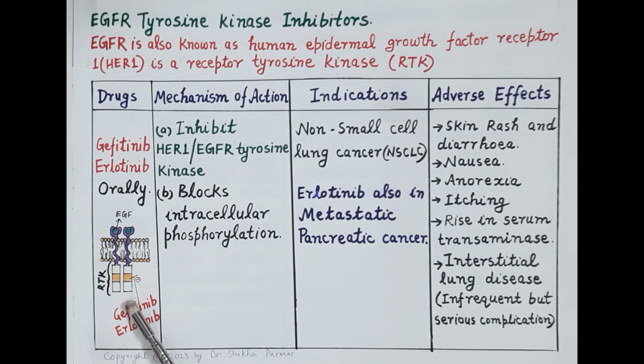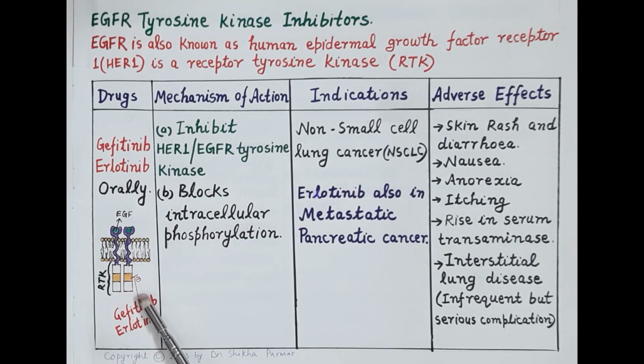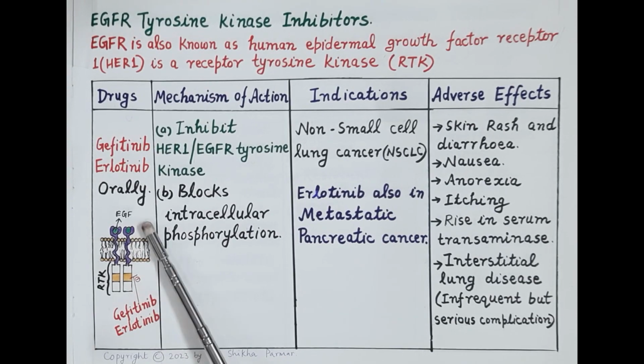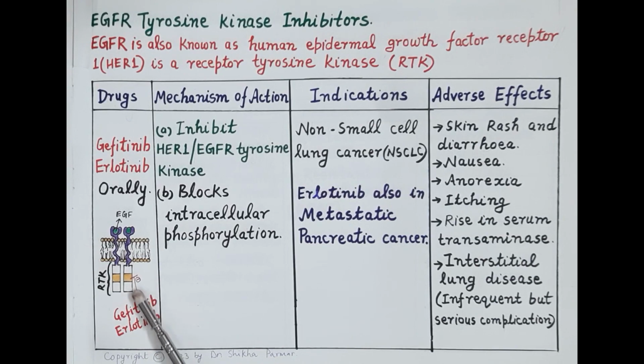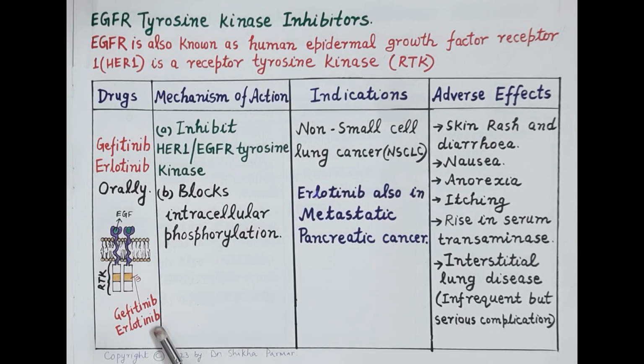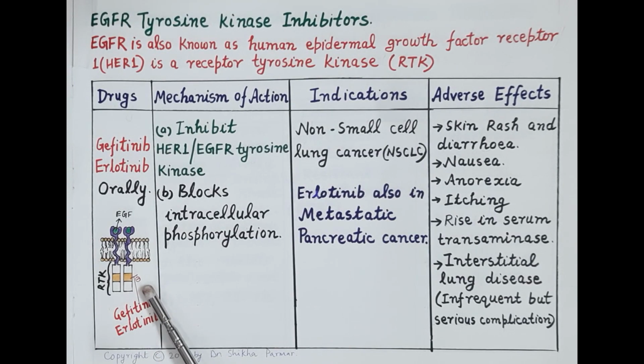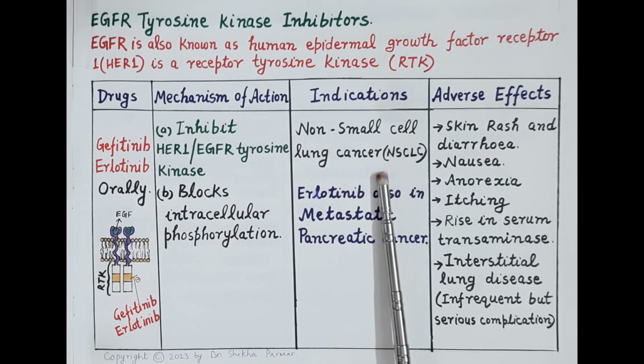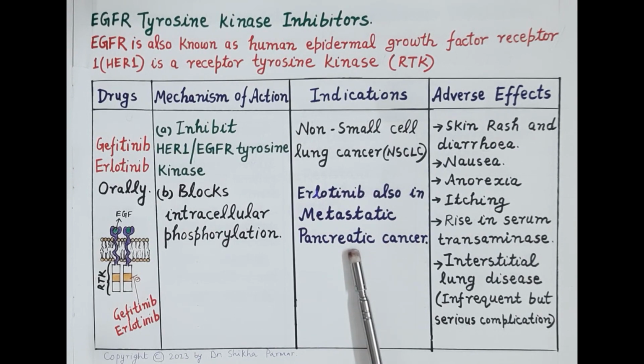Now, in some cancers like non-small cell lung cancer, this receptor gets autophosphorylated. That means even in the absence of the ligand epidermal growth factor, this tyrosine kinase is phosphorylated, and because of this, signals are produced for the proliferation of cells. Now, drugs like gefitinib and erlotinib are given orally, and they bind to the ATP binding site of tyrosine kinase, thereby they block phosphorylation of proteins and block the signaling within the cell responsible for cell proliferation. So, this is how they control the cancerous growth of the cells. These drugs are indicated in non-small cell lung cancer, and erlotinib is also indicated in pancreatic cancer.